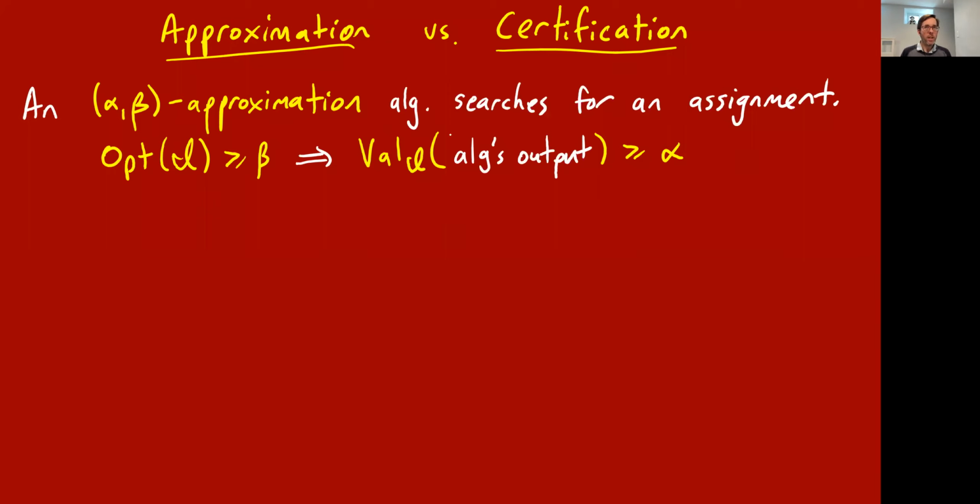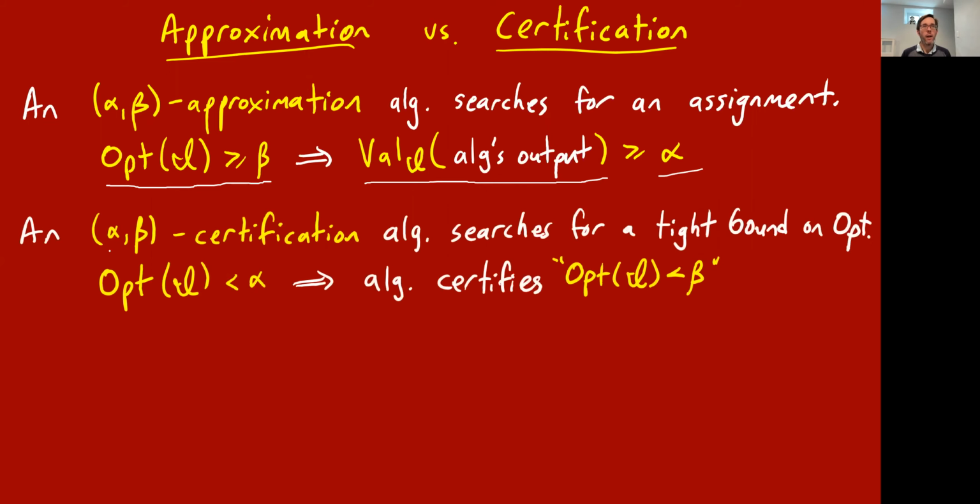An alpha beta approximation algorithm searches for an assignment. It's a search problem for an assignment. Okay, and just to remind you, the guarantee is that when the instance happens to have optimum value at least beta, the algorithm will give you back a solution of value at least alpha. An alpha beta certification algorithm also kind of searches for things, but it searches for a tight upper bound on opt. Again, it has the property that when the optimum is strictly less than alpha, it certifies the statement that optimum is less than beta.